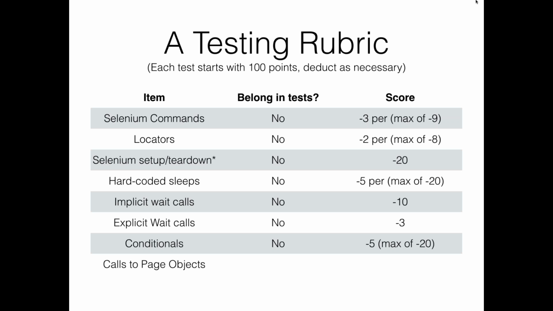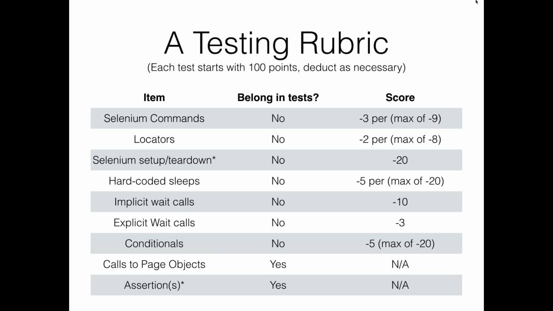Some other things, calls to page objects, those should belong in your tests, and so there's no score deduction for that. And then assertions. This is really the bread and butter of why we do a test. Every test should have an assertion. And with that, there are of course no deductions.